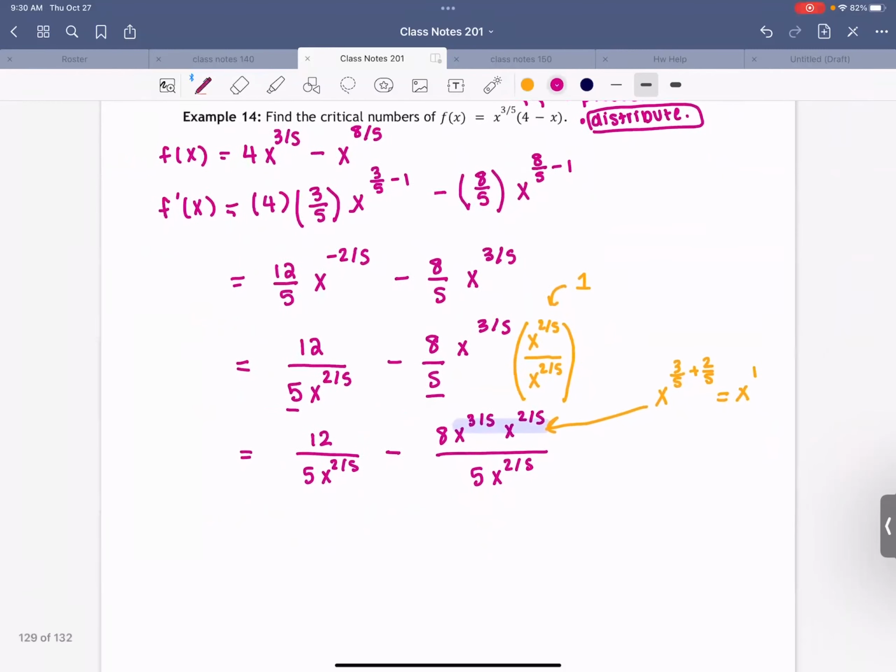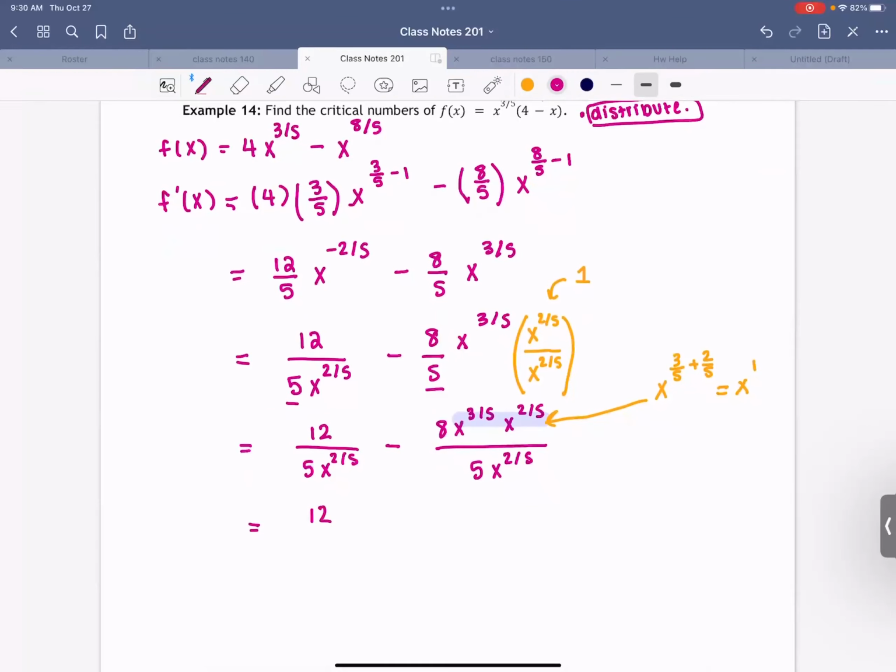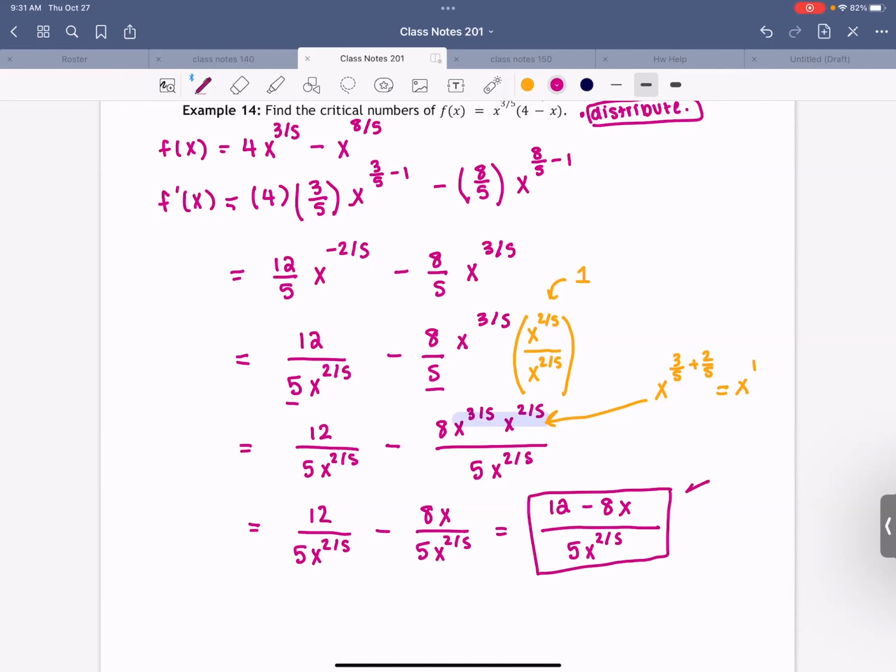All right. Okay, so this becomes 12 over 5x to the 2/5 minus 8x over 5x to the 2/5. Once we're here, looks like the denominators are the same. So we can actually make this one big fraction, 12 minus 8x over 5x to the 2/5. Okay. And this is finally my derivative. So that is f prime of x.